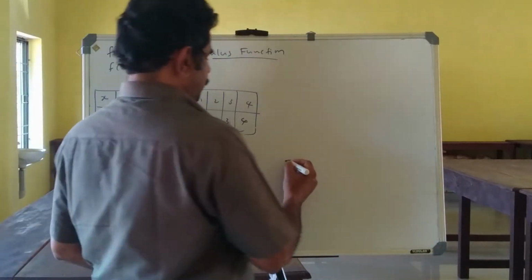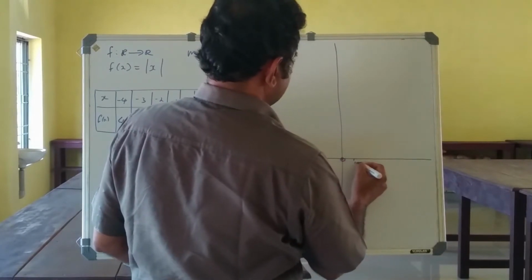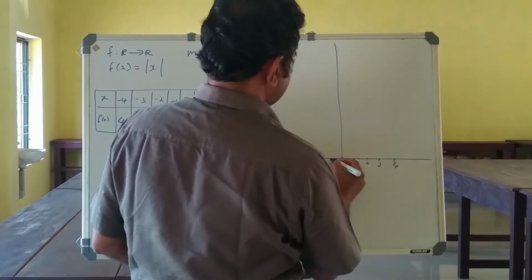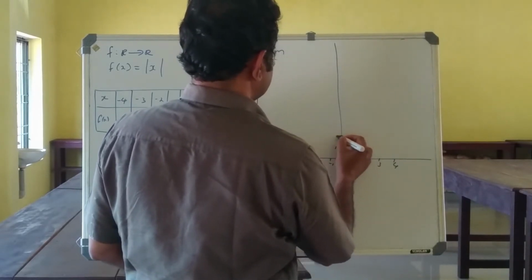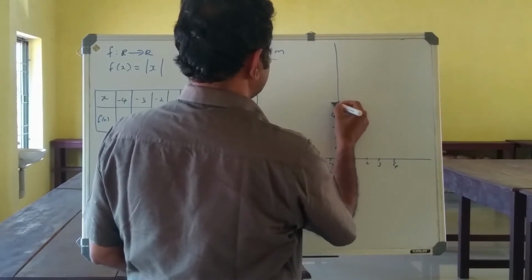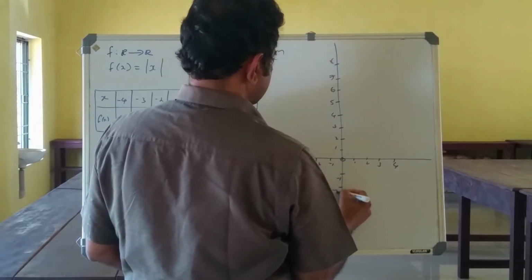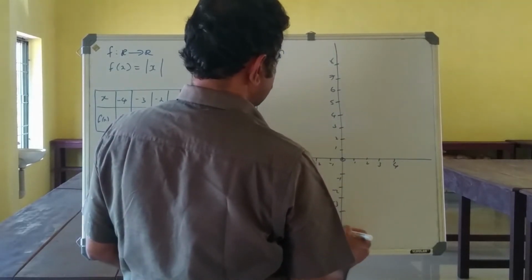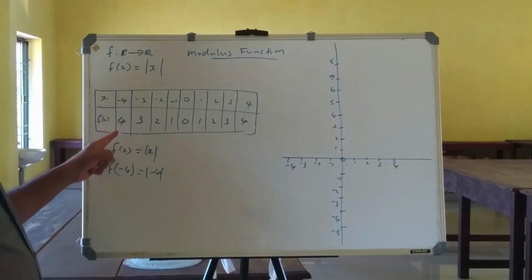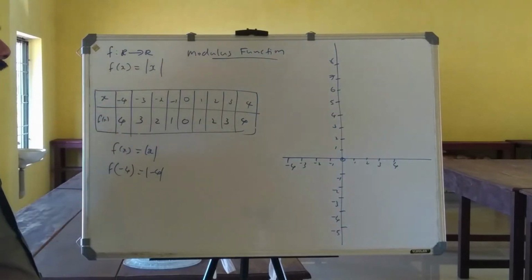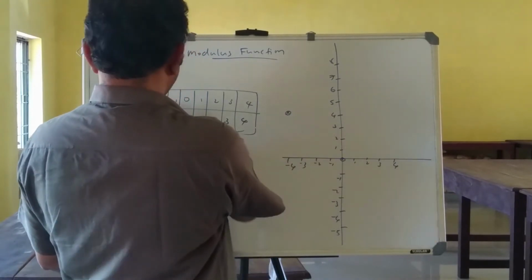Then drawing its graph. 0, 1, 2, 3, 4, minus 1, minus 2, minus 3, minus 4, and on the vertical axis 1, 2, 3, 4, 5, 6, 7, 8, minus 1, minus 2, minus 3, minus 4, minus 5. When x is equal to minus 4, f of x is equal to 4. Minus 4, 4. Minus 3, 3.